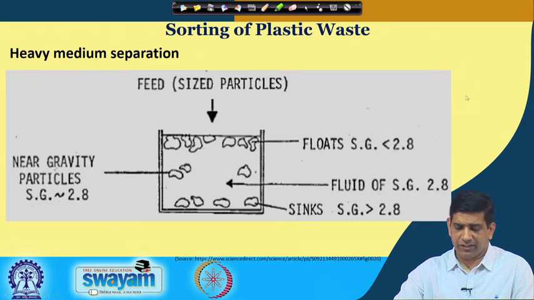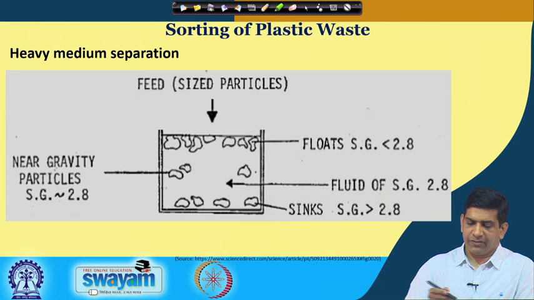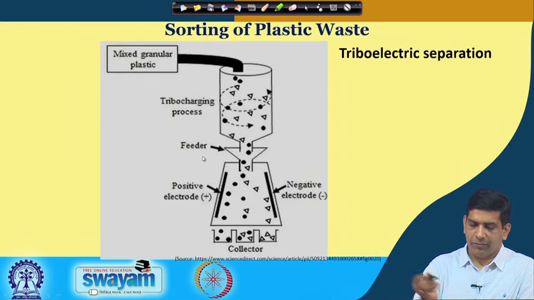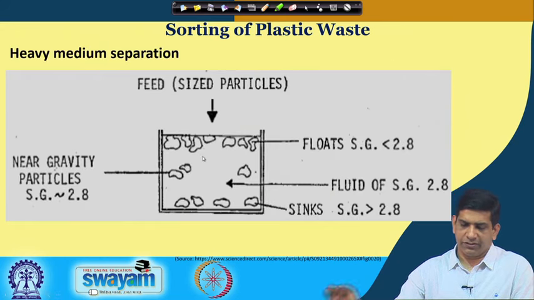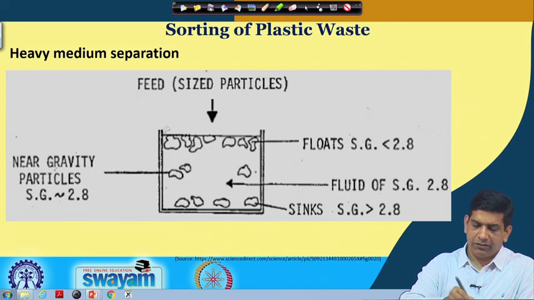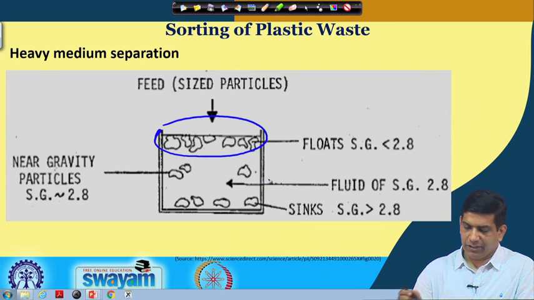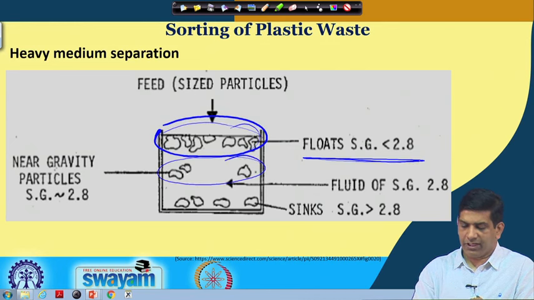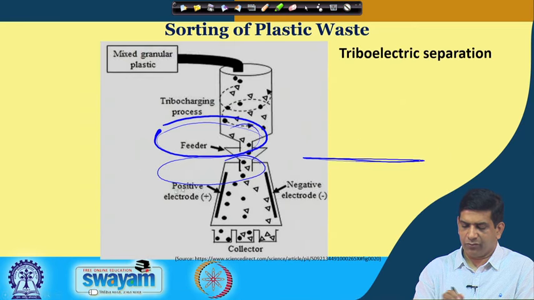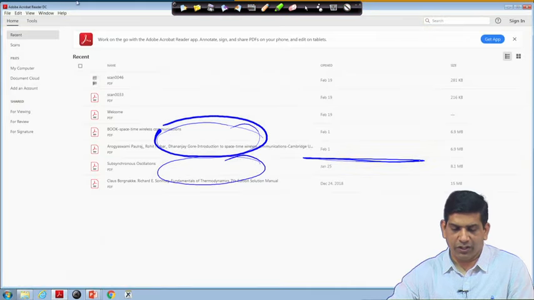Gravity separation as well, like if you have heavy medium separation, you can have different feed-sized particles, you put them there, then there will be some particles which will float on top. So, you will have things floating on top, and then you will have the medium fluid, so anything less than specific gravity of 2.8, you will find it on the surface.